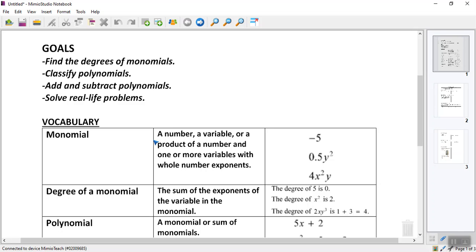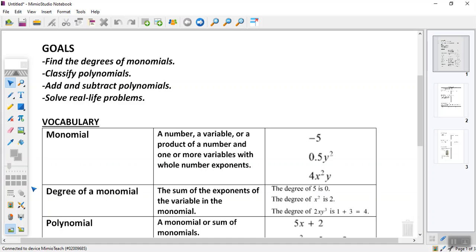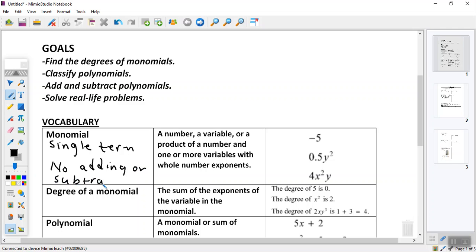So maybe a note we should probably make up here, kids, is this. A monomial is a single term. And we notice there's no adding or subtracting with it. Now, guys, I get that this sign is negative, but is it being subtracted from anything here, or is it just out here by itself? -5 is out there all by itself. Okay, it's just one term.